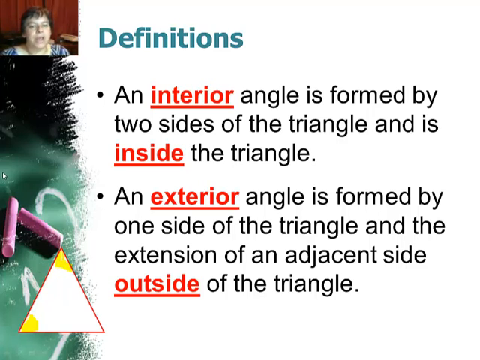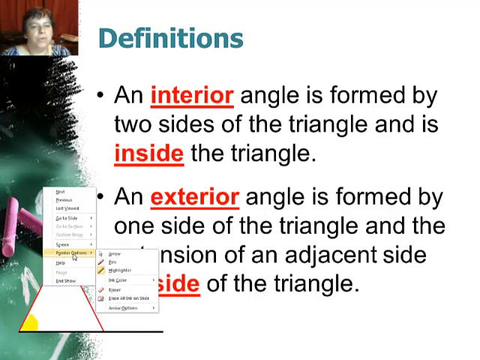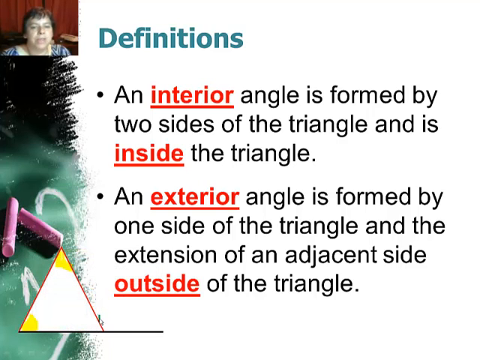An exterior angle is formed when you extend one side of the triangle and you go outside of the triangle. So if I change the color a little bit, this angle right here would be an exterior angle. So you can see it's outside of the triangle.